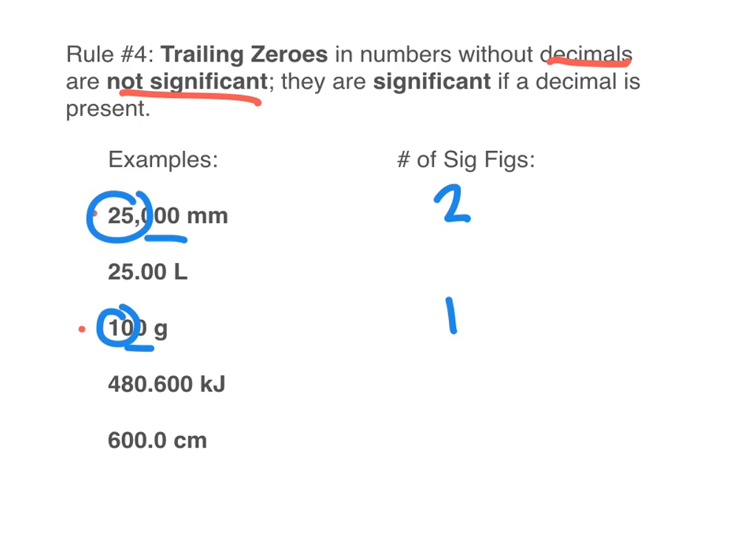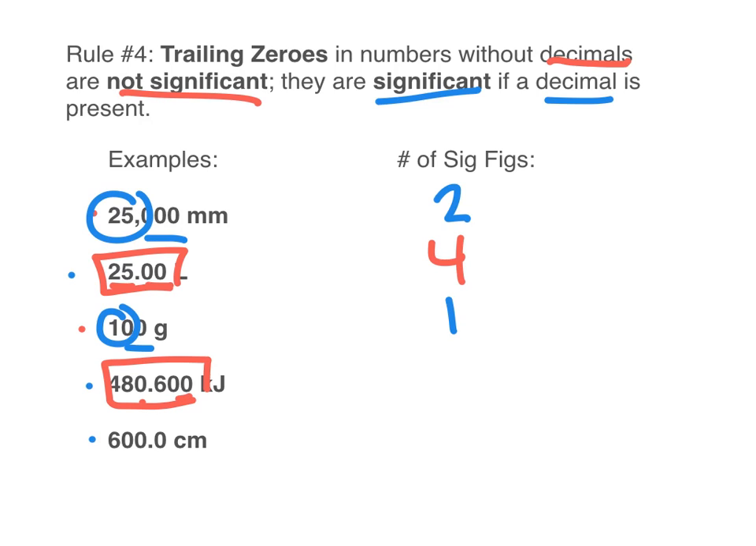Now, what about if there is a decimal point? If there is a decimal point, then all of those zeros become significant. So let's take a look at these guys. All right, so I've got 25.00. There's a decimal point. All of them are important. All of them are significant. Same thing here. Okay, I have a sandwiched 0 right between an 8 and a decimal and a 6. And then here I have these trailing zeros. All of them are significant now. So I actually have 6 significant figures.